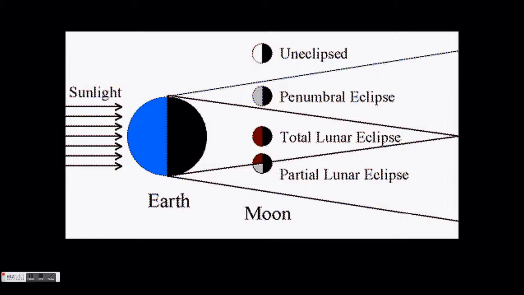This diagram effectively shows the position of the moon during different types of eclipses. When the moon passes directly through the umbra during a full moon, it is called a total lunar eclipse. When the moon passes only through the penumbra of the shadow, it is called a penumbral eclipse. Finally, when the moon passes half through the umbra and half through the penumbra, it is called a partial lunar eclipse.